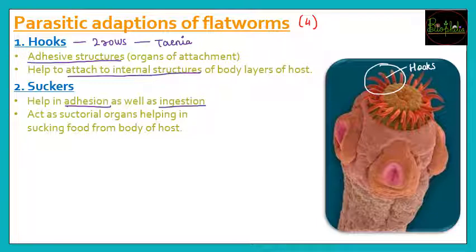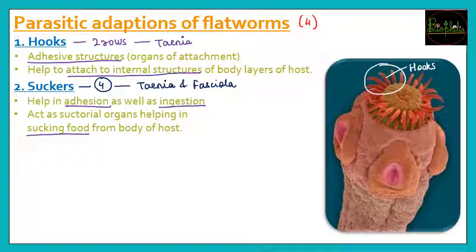Ingestion of what? Ingestion of the nutrients from the host body. Wherever they have attached to the host body, from there they are going to suck the food. So sucking of the food is because of the suckers. Now these suckers are going to be four in number. There are four suckers and they will be seen in the case of Taenia, your tapeworm, and also in Fasciola, your liver fluke. So in both Fasciola and Taenia, these four suckers are seen.